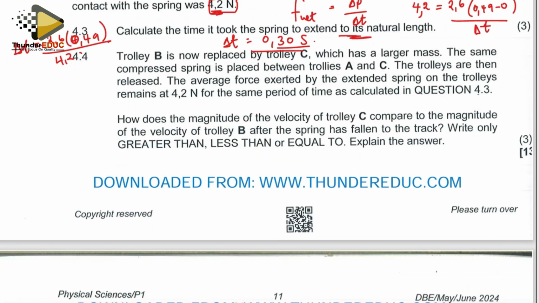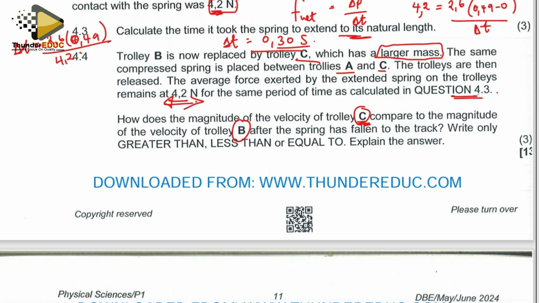All right, question 4.4. Trolley P is now replaced with trolley C, which has a larger mass. The same compressed spring is placed between trolleys A and C, and the trolleys are then released. The average force exerted on the trolleys remains as 4.2 newtons for the same period of time as calculated in 4.3. How does the magnitude of the velocity of trolley C compare to the magnitude of velocity of B that was initial?